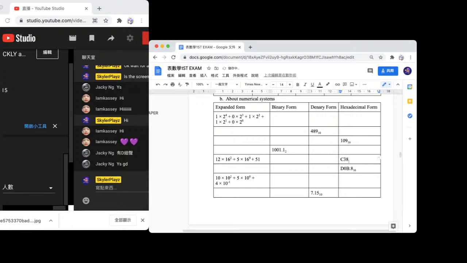Don't forget to add 16 at the bottom. Okay, we use the calculator to convert the number now. Enter C38, and then when we press decimal, we can get 3128. And when we press binary system, 3128 in binary system.